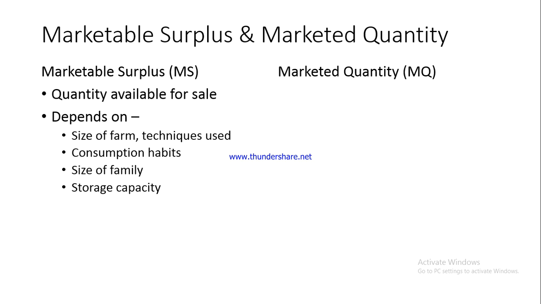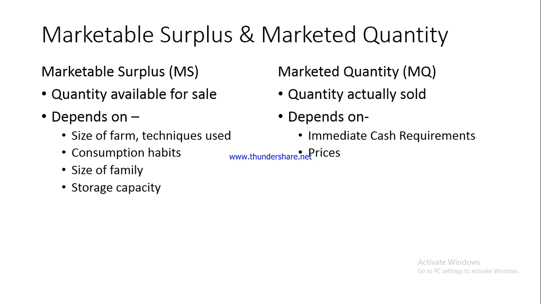What is basically marketed quantity? Marketable surplus was what was available for sale. Marketed quantity is the quantity which is actually sold in the market. So what the farmer actually sells in the market is the marketed quantity. What is available for sale was the marketable surplus, but he sells how much? Only the marketed quantity. So the quantity actually sold in the market is the marketed quantity.